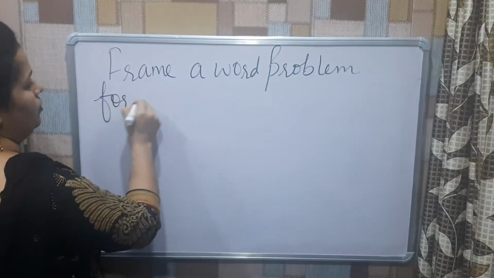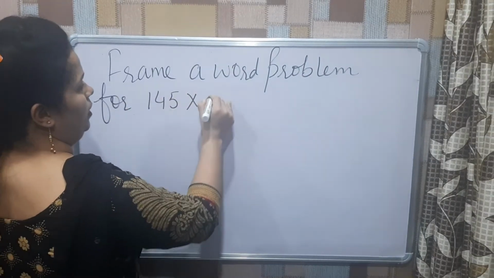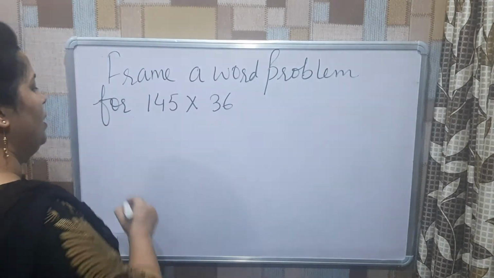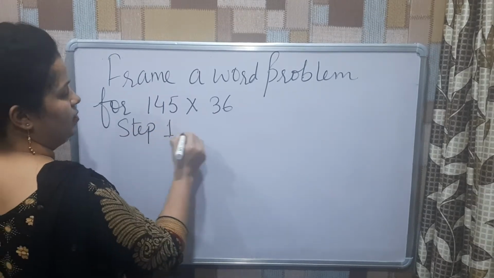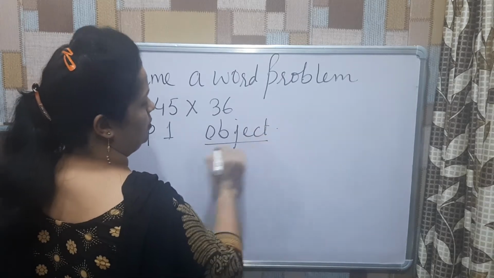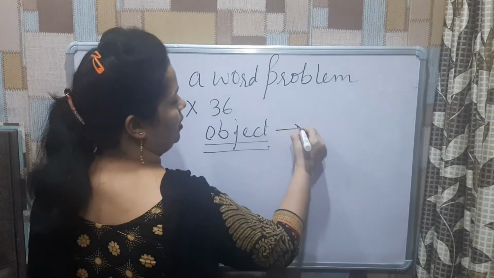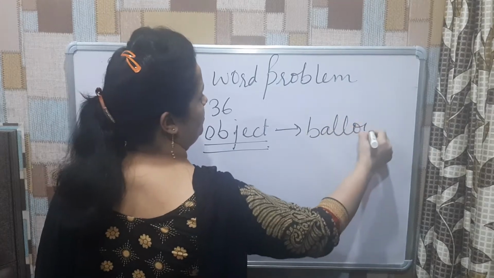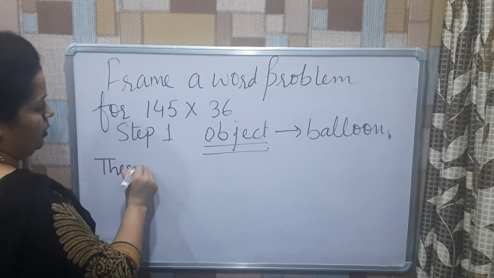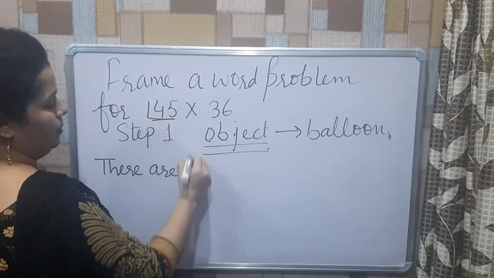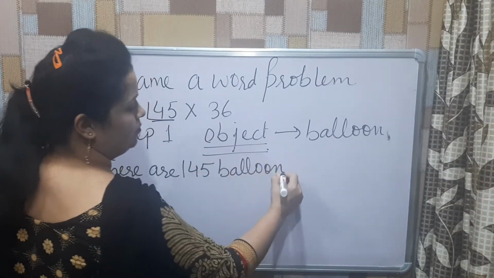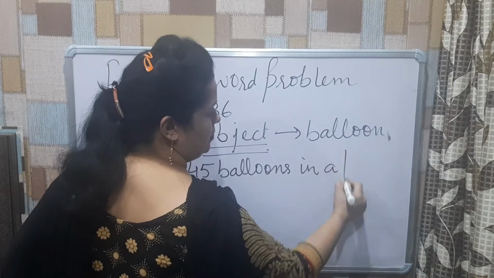for 145 into 36. Now children, whenever you have to frame a word problem, first of all, step 1 is that you have to think or suppose an object. Now here I have taken object balloon. What I am going to write is that there are, first number, 145 balloons in a packet.